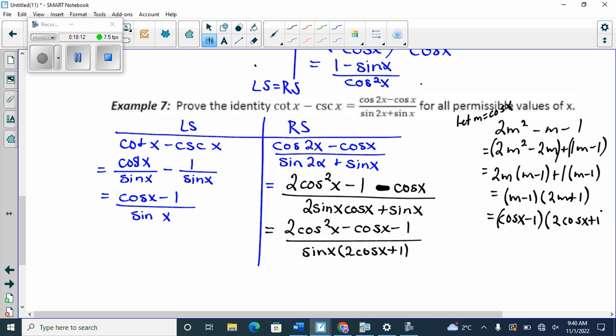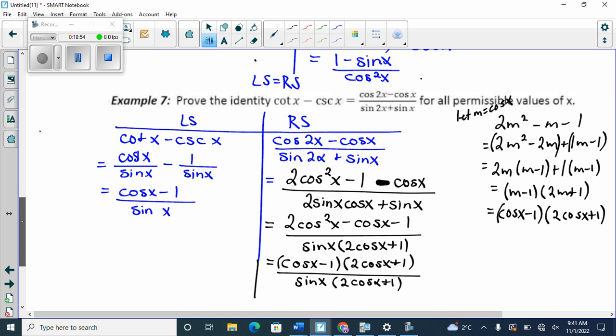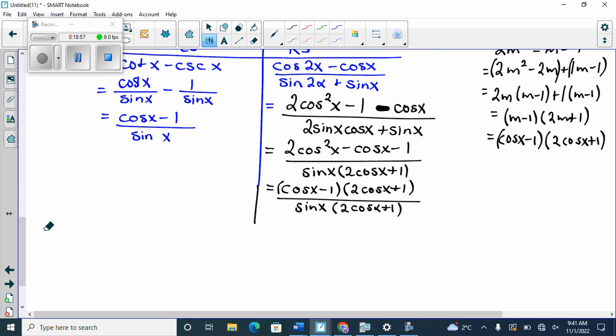Which is really nice to see because I need it to cancel off, right? So on the top, I'm going to get cos x minus 1 times 2 cos x plus 1 over sine x times 2 cos x plus 1. Those cancel.